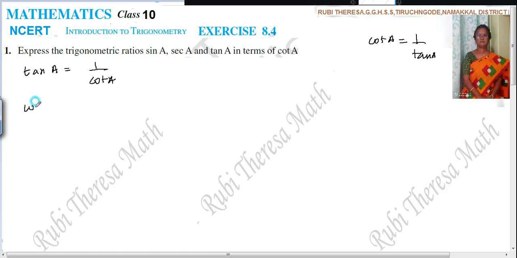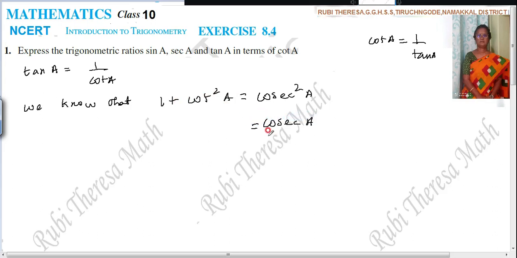Cosecant A. We know that 1 plus cot squared A equal to cosecant squared A, isn't it? So cosecant squared A is 1 plus cot squared A. Cosecant A you want to find out.